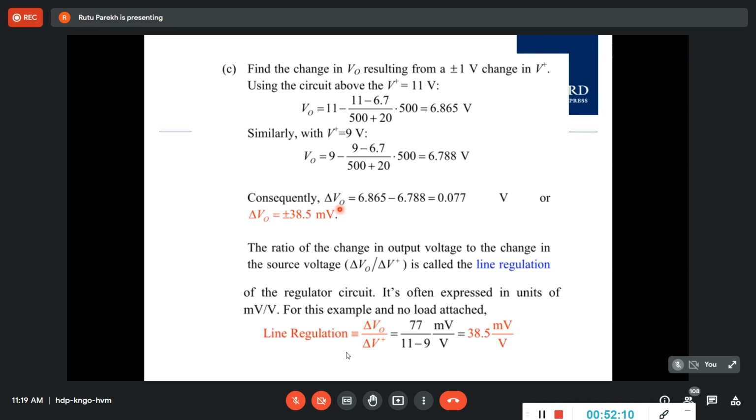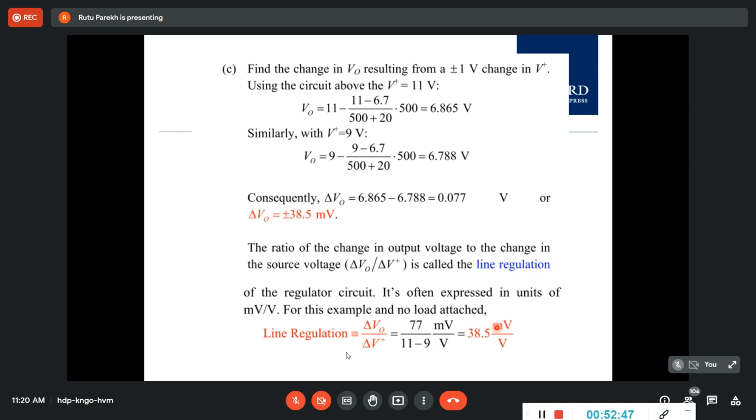And then there is a parameter that is known as line regulation, which is defined by delta V0, the change in output for a change in the input. Okay, and this should be as low as possible. And here you can see this is a small value. Delta V0 is this much, the total change. That is 0.77. Okay, and divided by 2 volt, which is the change in the input voltage, 11 minus 9, that is 38.5 milli. So this is the definition of line regulation.